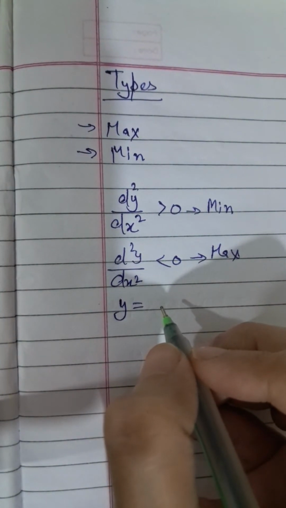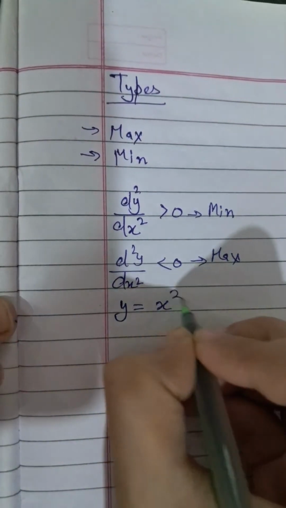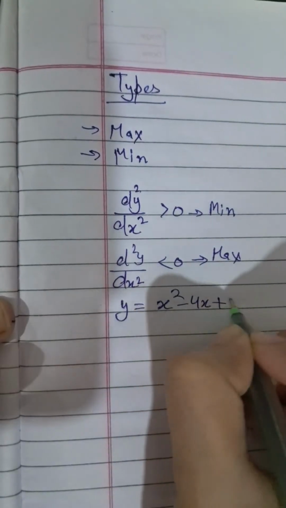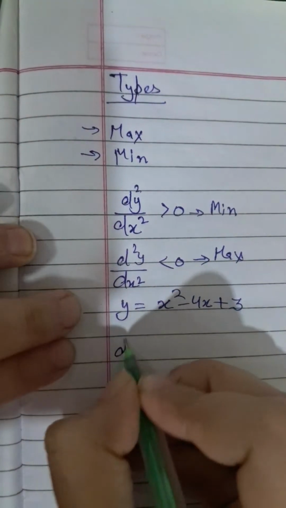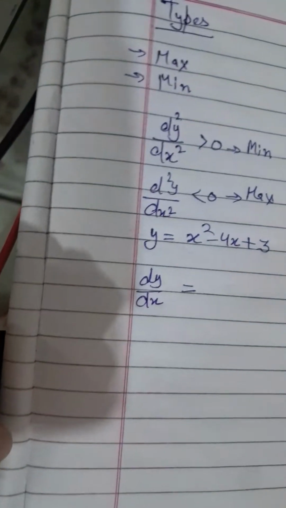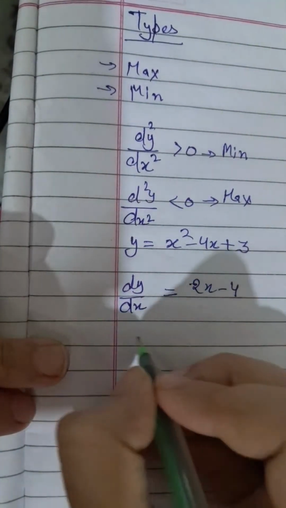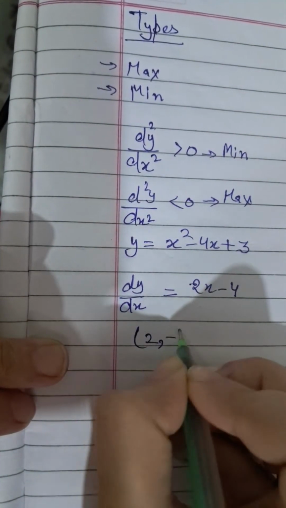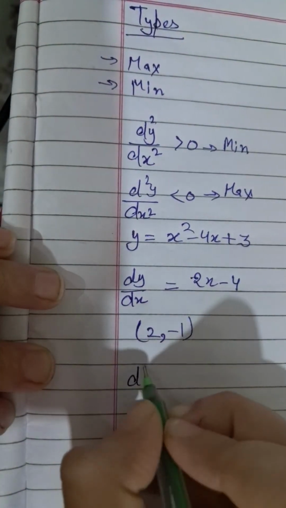So in the previous question it was y equals x square minus 4x plus 3. So here in this graph, what was the dy by dx we have calculated? It was 2x minus 4. Okay, and what was the turning point? 2 and minus 1. So we will first calculate the second derivative.